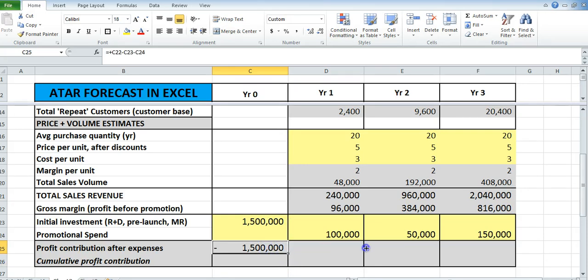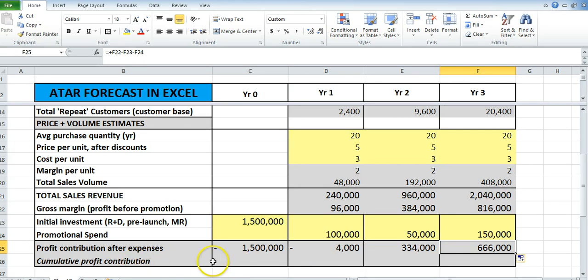So if I drag that across, in the second year, what is happening? Okay, we have $96,000 worth of profit contribution. I've spent $100,000 on promotion. I've lost a little bit of money, pretty close to break even. But by year three, I'm getting 800,000 profit contribution and 666 is money left over.